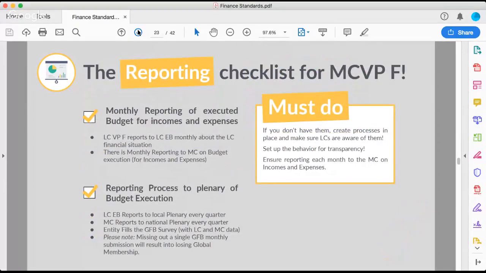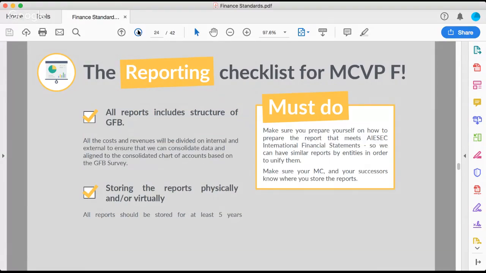Here, make sure that you report to your LCEB monthly about the financial situation, and also that you report to the MC monthly on budget execution. That you report to your local plenary at least every quarter, and that MC reports to national plenary also every quarter. Then the next point is about the GFB structure, which we already have. And like we already mentioned a couple of times, we want to store reports physically and or virtually. I think virtually here is better, for at least every 5 years.